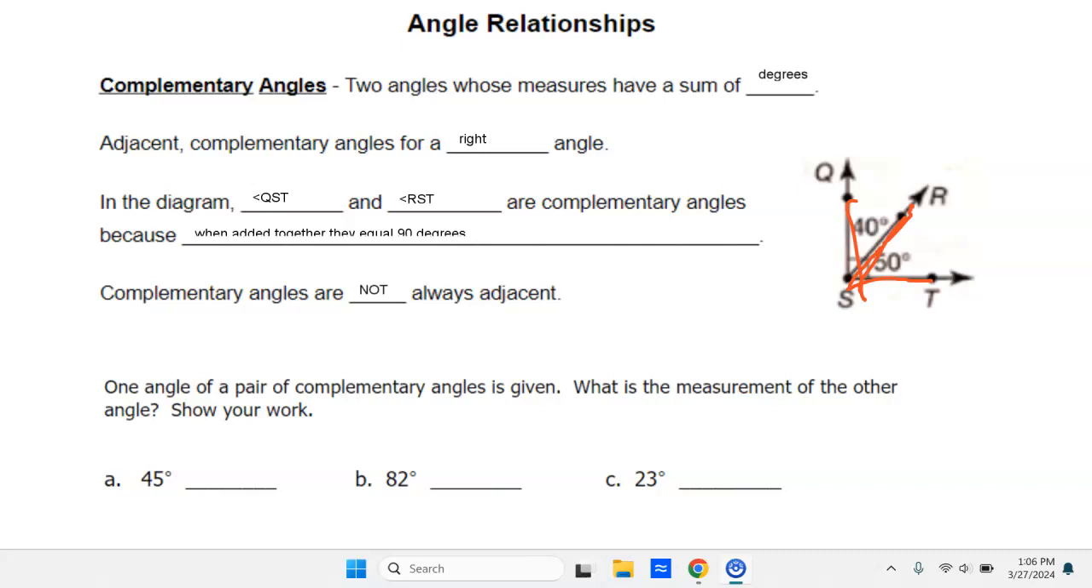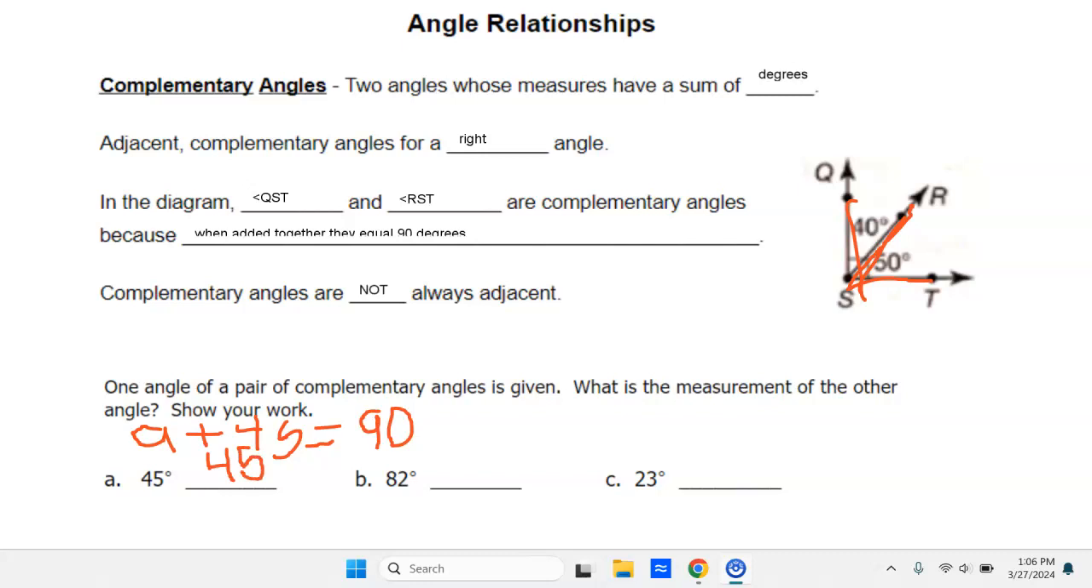So in example A here, we're saying there's an angle A plus 45. So in other words, what would I add to 45 to get 90? Then angle A, I can subtract, and I realize that angle A would also be 45. So these would be two angles of the same measure, and when you add them you get 90.